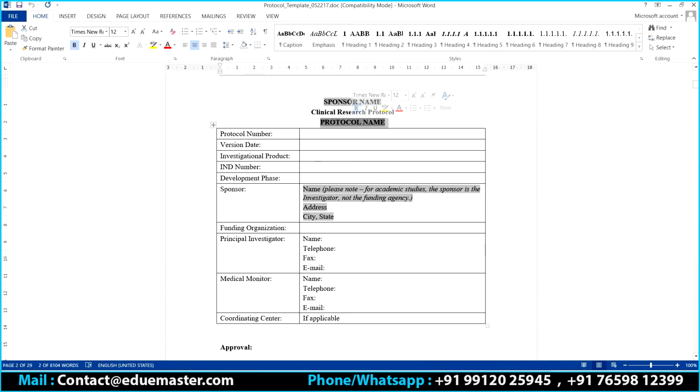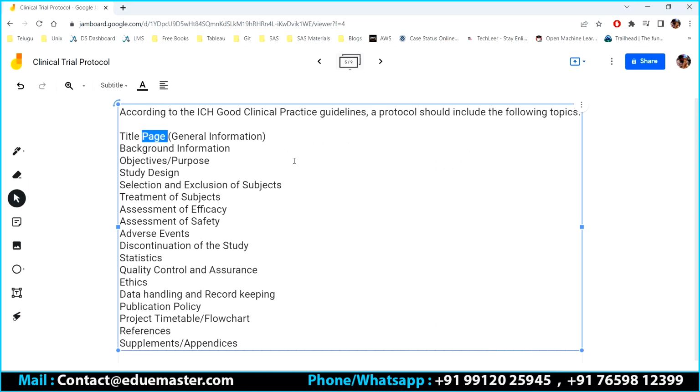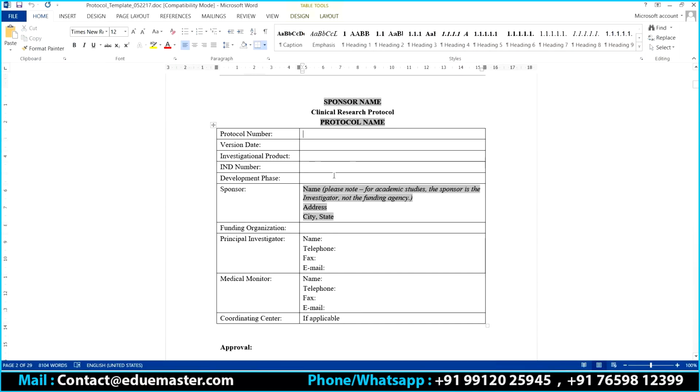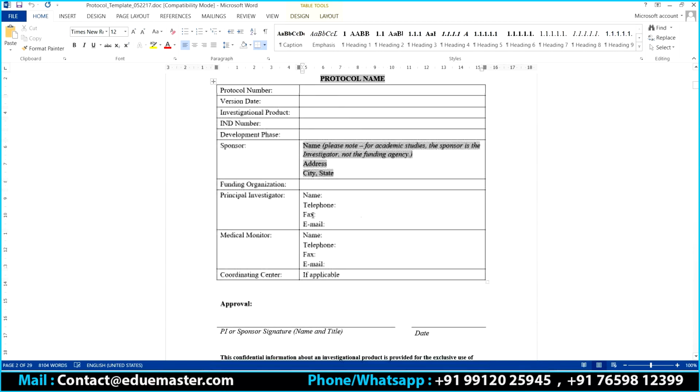Now you can see the protocol name. That is what I mentioned here. Title page is nothing but the protocol name. The protocol number, version date, we may have multiple versions. So what is the product, the IND number, development phase, who is the principal investigator, who is going to be the medical monitor, who is going to be the coordinating center.